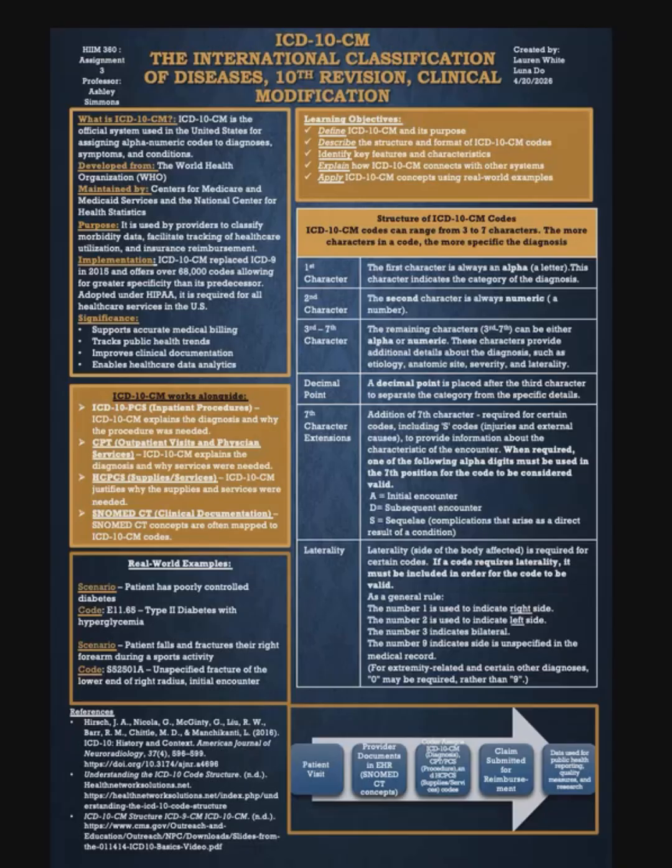In a workflow diagram, the patient would first visit the clinic, and the provider would document their visit in the EHR system. Then the coder would assign the ICD-10-CM and PCS codes, as well as the SNOMED codes, any codes that are needed from their visit. Then the claim would be submitted for reimbursement. The data will finally be used for public health reporting, quality measurement, and research purposes.